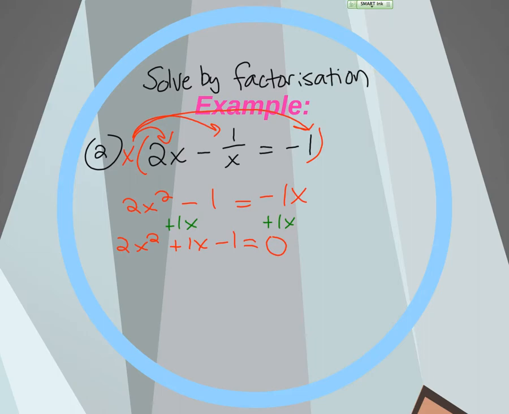So I have to do 2 times negative 1. Notice we're not doing anything with the 0. Like the 0 is on the other side. We're just working on the left side of the equal sign. So if I do 2 times negative 1, I've got negative 2. So I need factors of negative 2 that combine to give me 1. Yeah, 2 and negative 1.